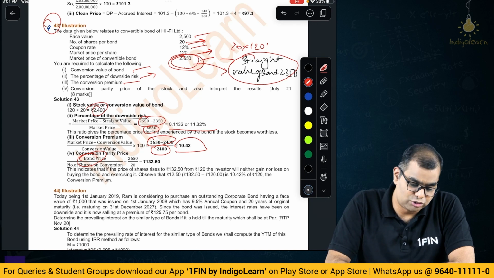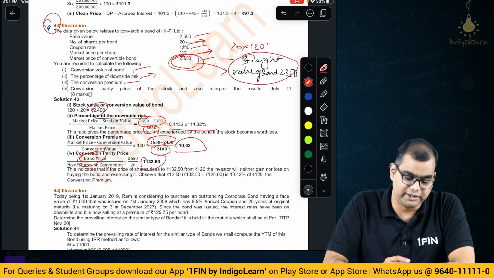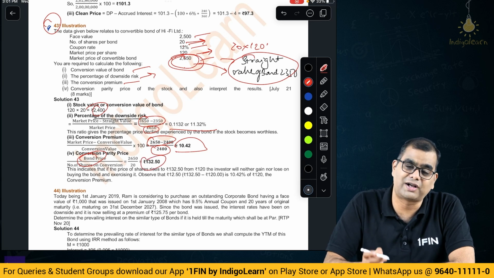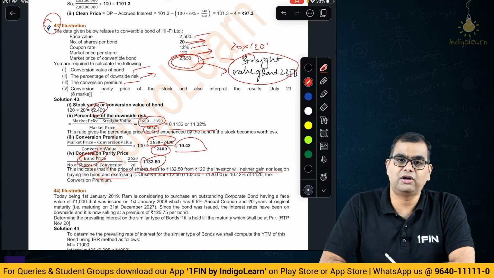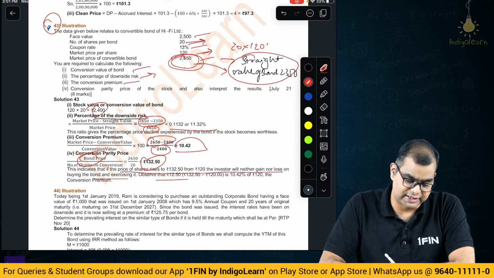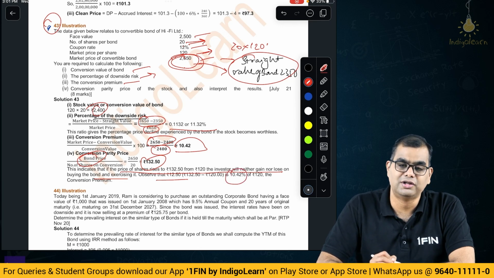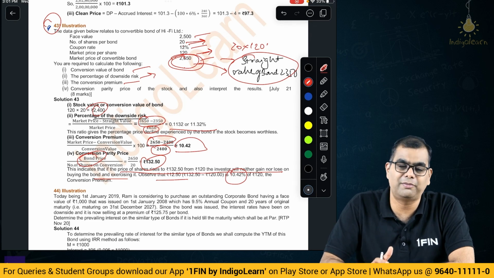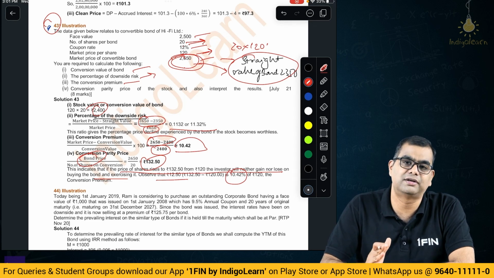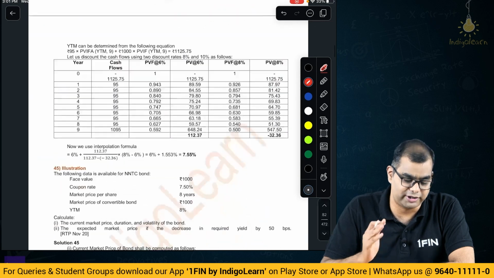Justified means if you do 2650 divided by the number of shares per bond, which is 20, you will get 132.5. So if the current market price of the equity share is 132.5, then the investor will neither gain nor lose on buying the bond and exercising it. Observe that 12.5, that is 132.5 minus 120, is 10.42% of 120. So basically, this is the price at which it makes no difference whether you are keeping the bond or exercising the conversion option by converting the bond into equity.